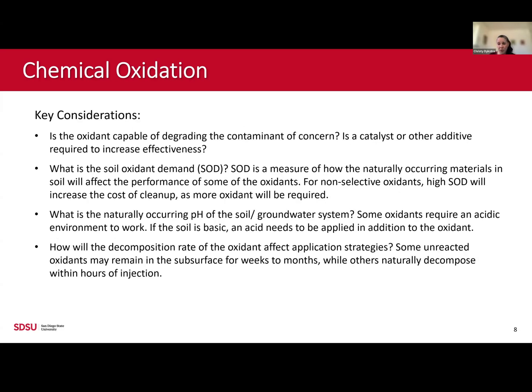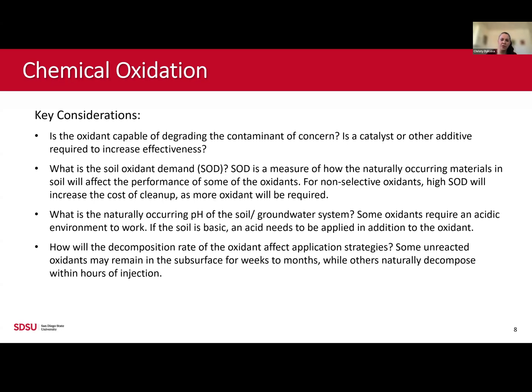Now, there are some concerns around this method of doing oxidation. So first of all, we have to ask whether that oxidant is appropriate and whether it needs a catalyst. So will this oxidant that we picked actually be effective in oxidizing the contaminant? Second, when we're doing this in situ, and this is not a concern if we're doing chemical oxidation ex situ, we want to know what is the soil oxidant demand.